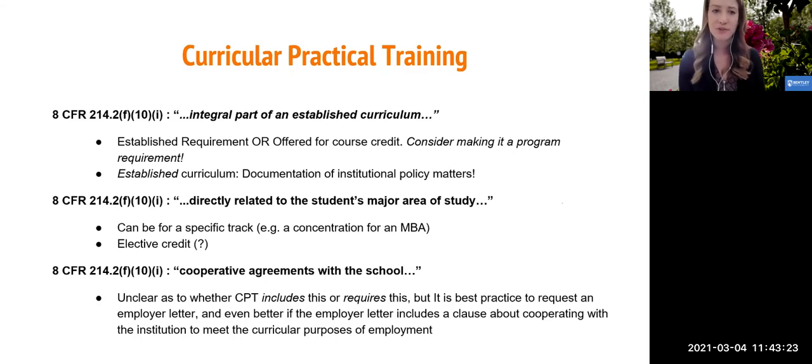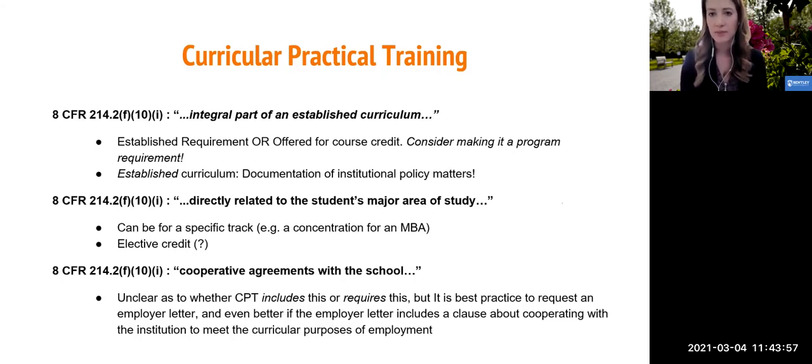Firstly, I wanted to start off with the infamous phrase, integral part of an established curriculum. Most of us have probably heard that before. It is quite a mouthful to say, yet it says so little, or is not super clear as to what it means. For most institutions, that is interpreted as a program requirement, whether for credit or not, or as a requirement for course credit. So different institutions have different models.